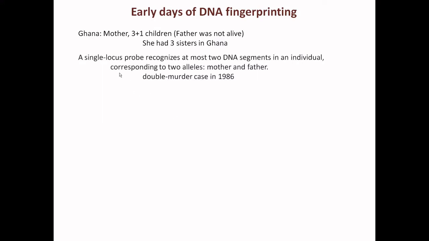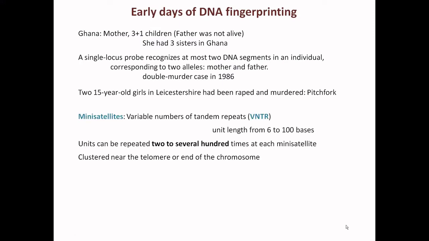Then the second case, a single locus probe recognizes at most 2 DNA segments in an individual, corresponding to the 2 alleles, from the mother and the father. This was used in a double murder case in 1986 by the same Jeffrey. There were 2 15-year-old girls in Leicestershire who had been raped and murdered. The time period was 3 years apart, and it was considered as 2 different murder cases.